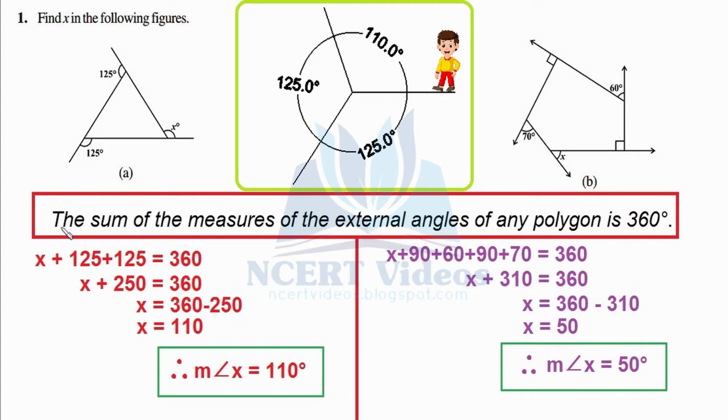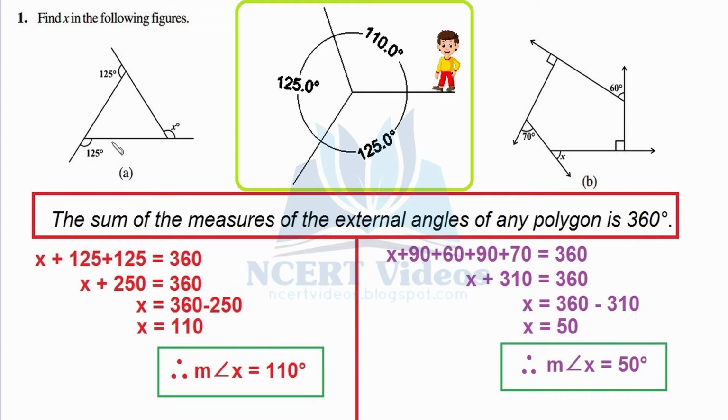So we have studied that the sum of the measures of the external angles of any polygon is 360 degrees. By now, the definition of a polygon is very clear to you, that is, any closed curve entirely made up of line segments. And whenever we construct a polygon, we have two types of angles constructed: internal angles, the angles that lie inside the boundary of a polygon, and exterior angles, the angles that lie outside the boundary of the polygon.